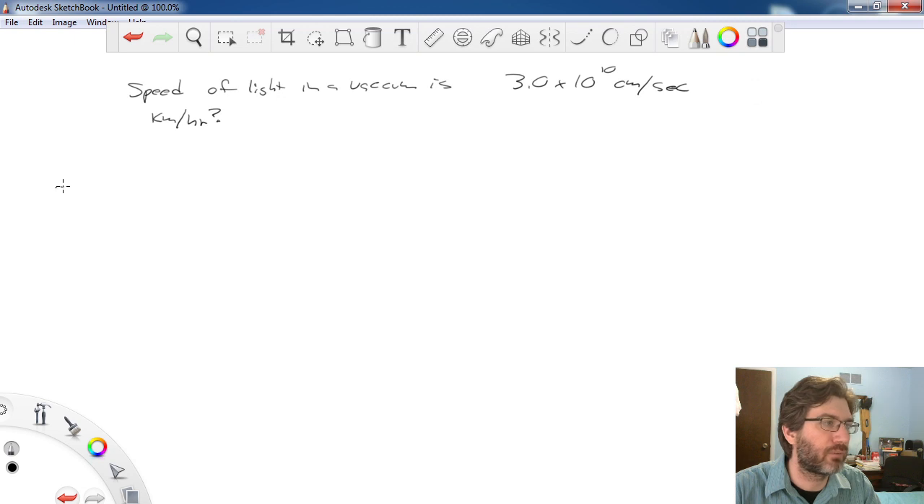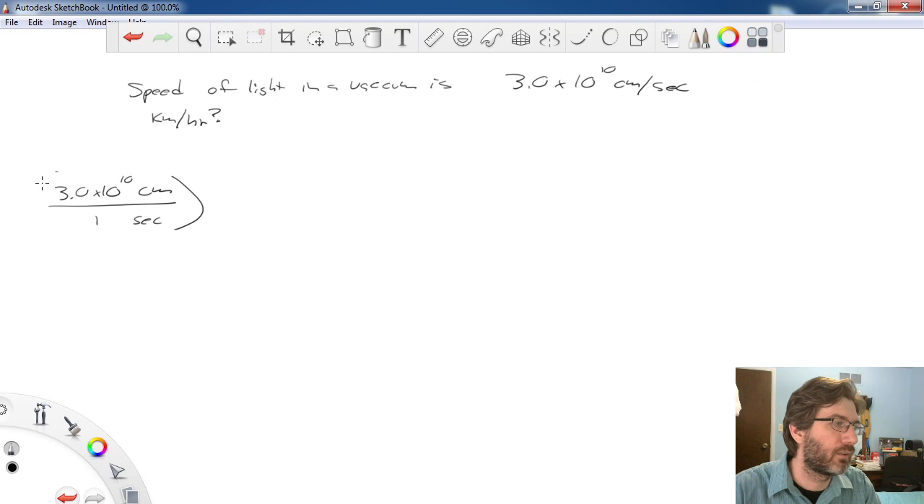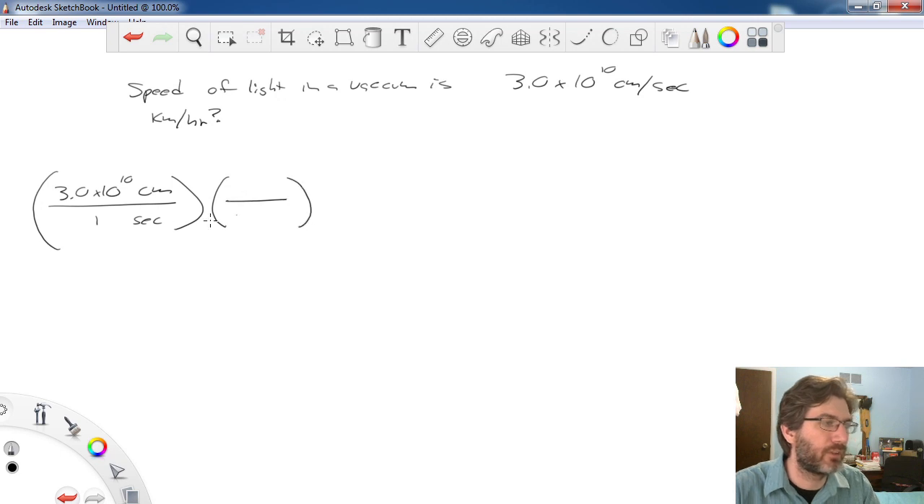So we're going to start with our given, which is 3.0 times 10 to the 10th centimeters over 1 second. And we want to take centimeters to kilometers and seconds to hours. So let's start with seconds, because we did one similar to this yesterday, and I think earlier today, actually. So we want seconds to cancel, so we're going to put seconds on top. And do we know how many seconds are in an hour? Probably not. You probably know how many seconds are in a minute, though. So that can be our first conversion ratio, and we know there are 60 seconds in 1 minute.